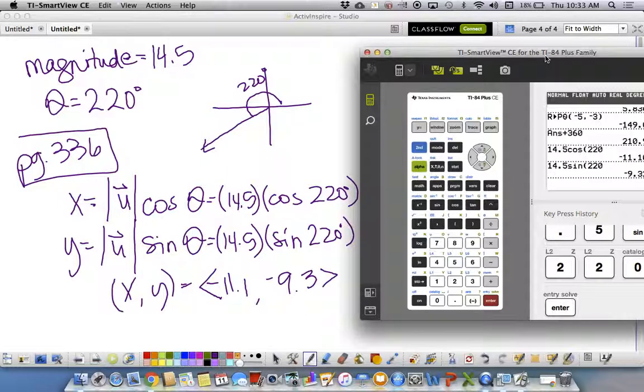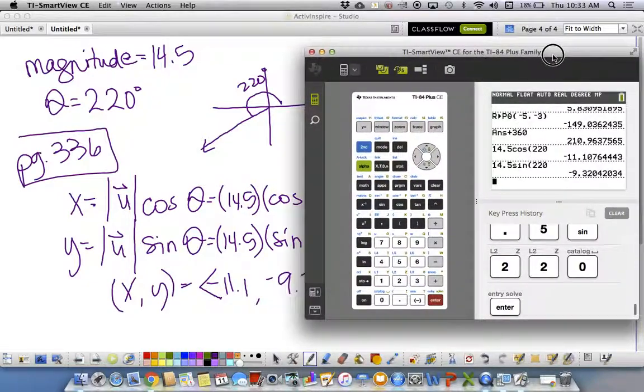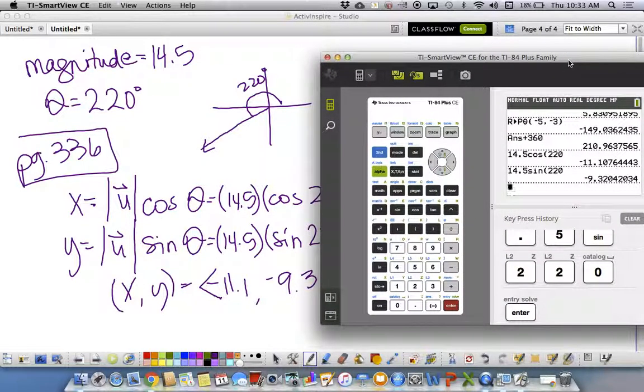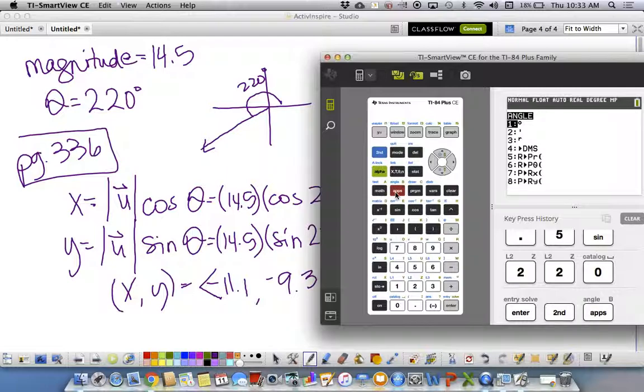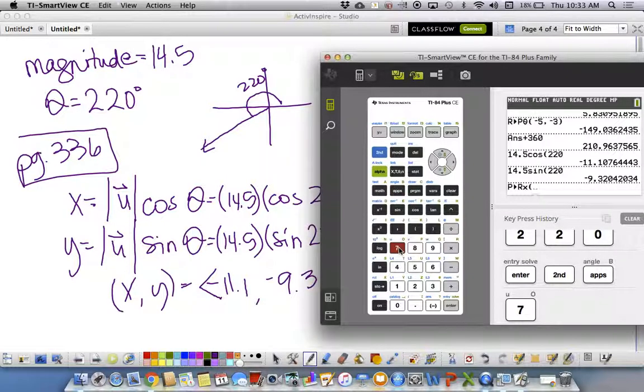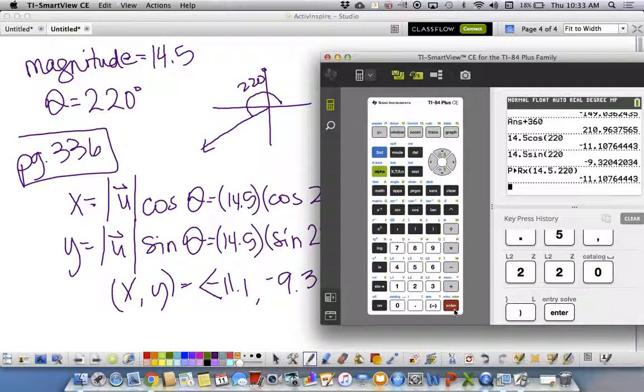And the calculator can do all that. There's a button. Second apps. If you go all the way down here to the bottom where it says X, Y, so number 7, you go second apps and then number 7, and you plug in 14.5, comma, 220. Guess what it's going to give you? Negative 11.1.